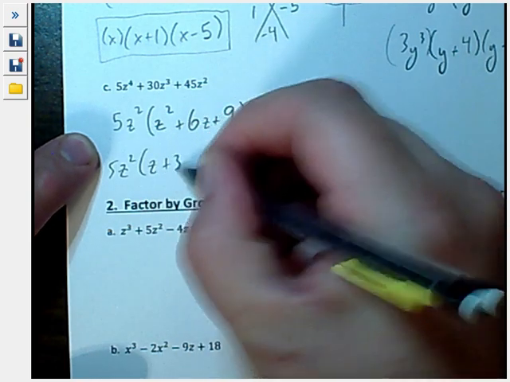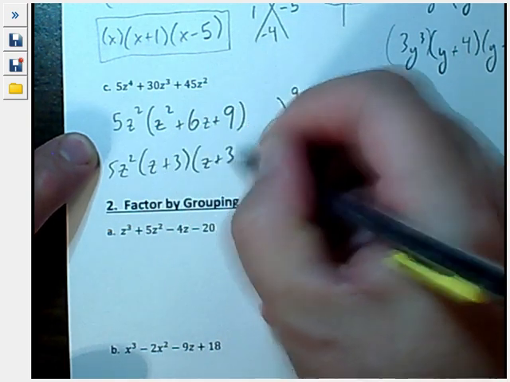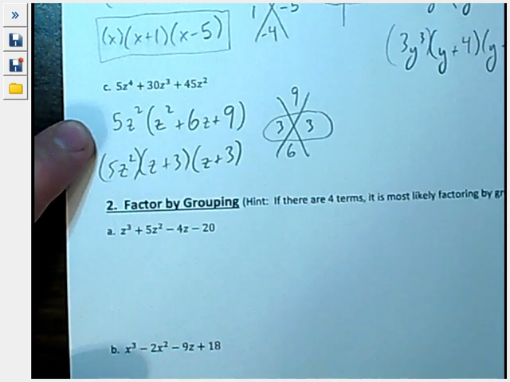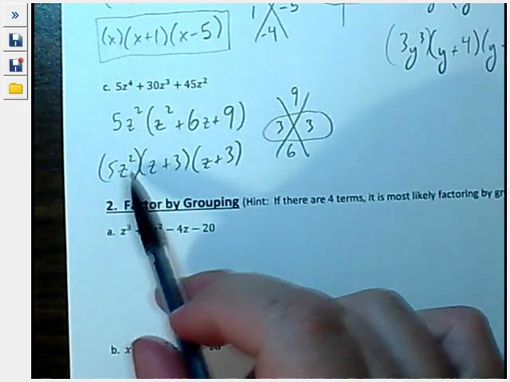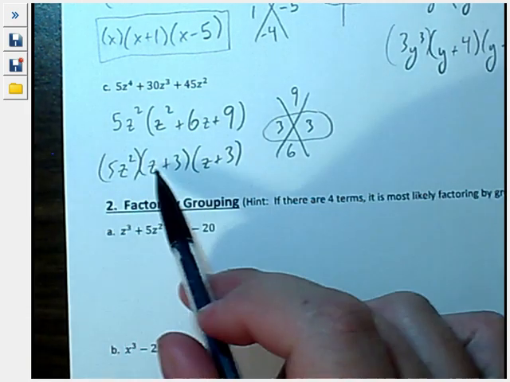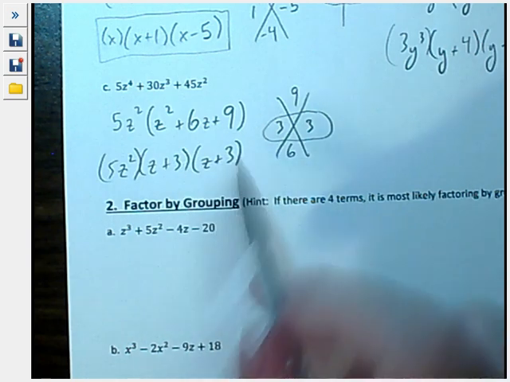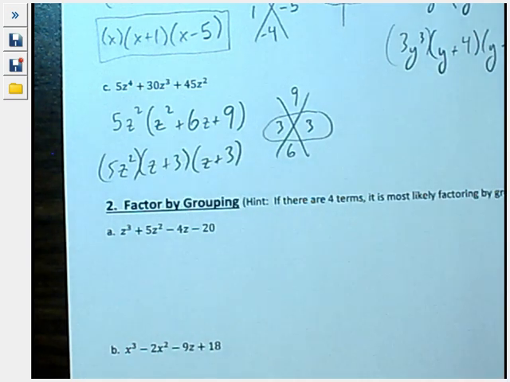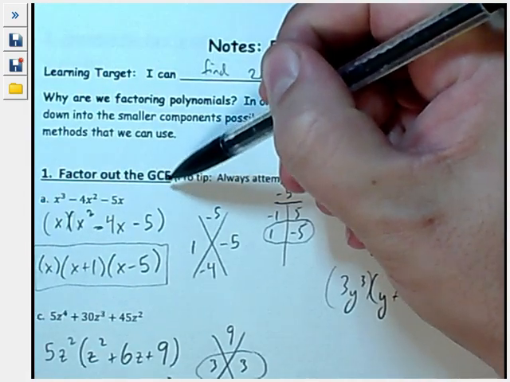That means our factors here would look like this. Z plus 3, and then z plus 3. If this was factored all the way down: 5z squared, z plus 3, z plus 3. Okay. So that's factoring out with the greatest common factor.